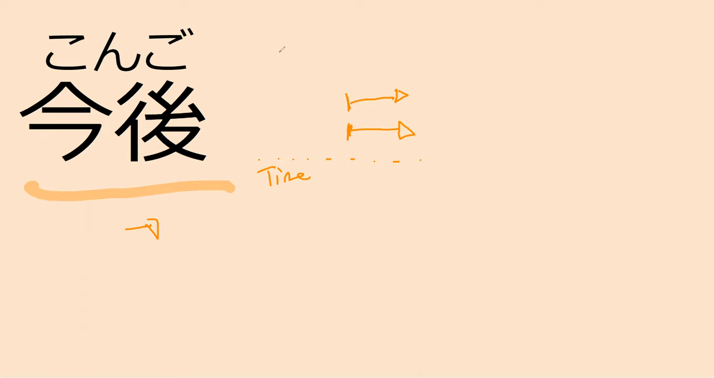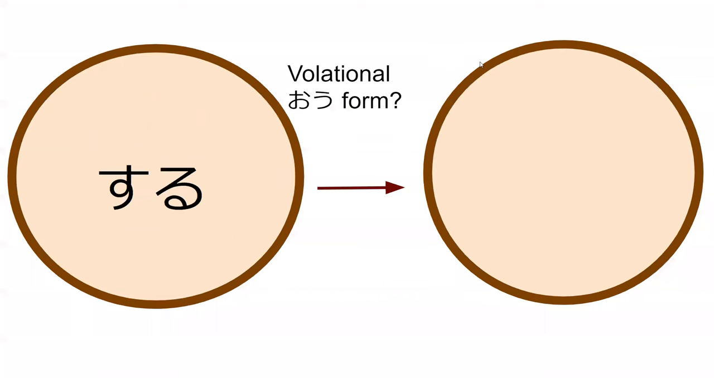Because in Japanese, mae, which is the front, refers to the past. So ato refers to the future. So kongo means from now on. Now and into the future. Yeah, it's not a common word. I mean, not a lot of stuff I read.